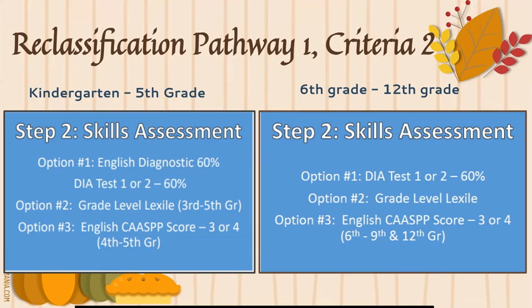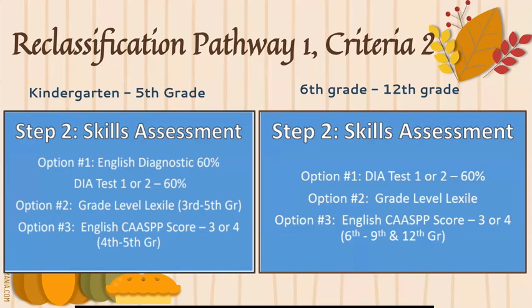And so we have option 1 as being the English diagnostic test, test 1 or test 2, DIA 1 or DIA 2. And if you notice there, the information indicates that they must receive a 60% on either DIA 1 or DIA 2, right? So it doesn't have to be on both. It's either one or the other. Option 2 there, we have for the grade level Lexile for 3rd through 5th grade. Okay, and that is some readings that they do.